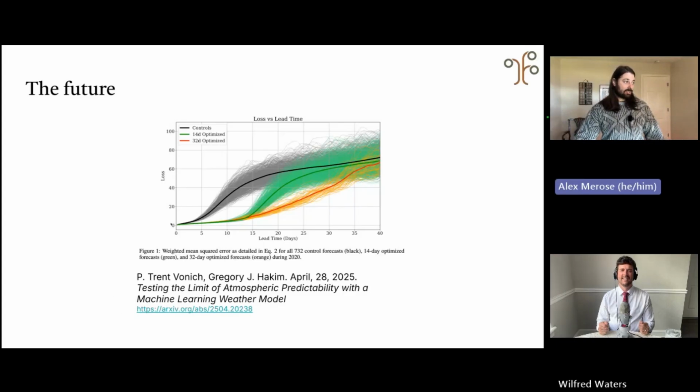On the y-axis, you have loss, which is a measure of error. Loss is associated with the amount of error in a prediction. And the x-axis is lead time, so 0 is the starting point. How many days in advance do you have a certain amount of error? You see up to 15 days, there is very low error. And this is what is known as the limit of what is predictable.